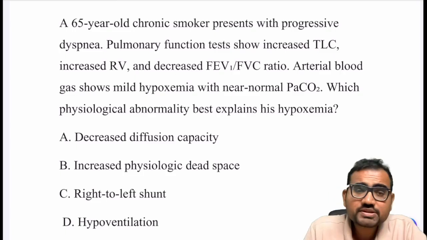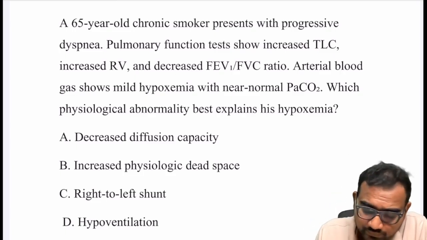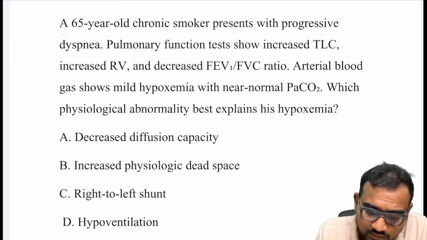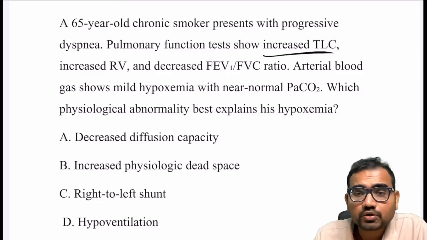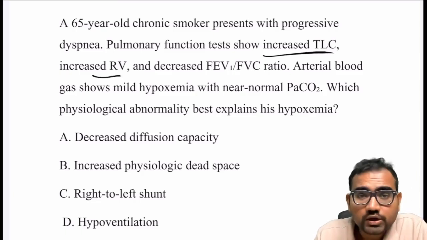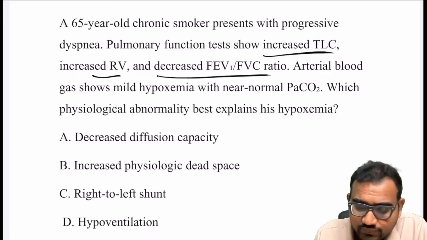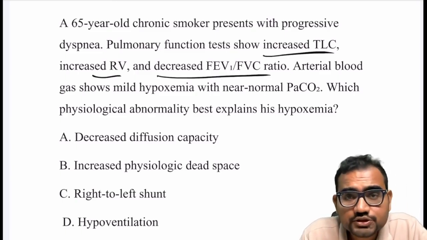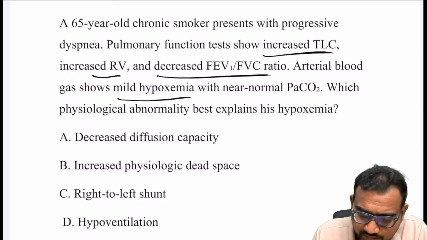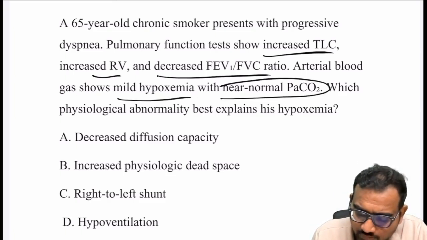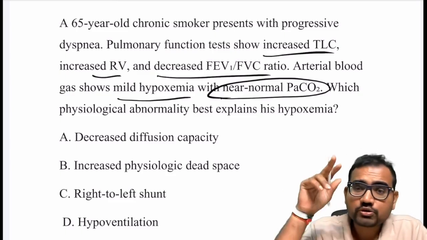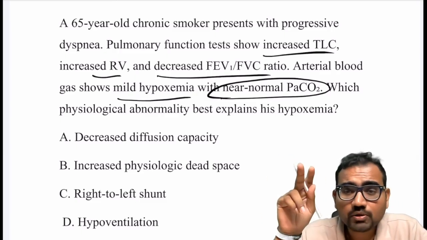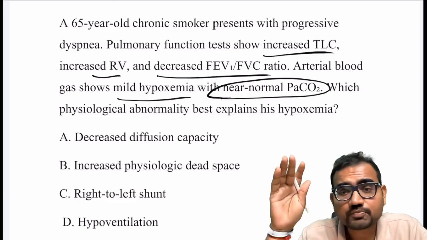Okay, so this case: a 65-year-old smoker, a chronic smoker. The patient is having increased TLC, total lung capacity, increased residual volume, decreased FEV1 to FVC ratio, and there was mild hypoxemia, and a near normal partial pressure of carbon dioxide. So moving back to the morning session, we talked about what is ventilation to perfusion ratio.